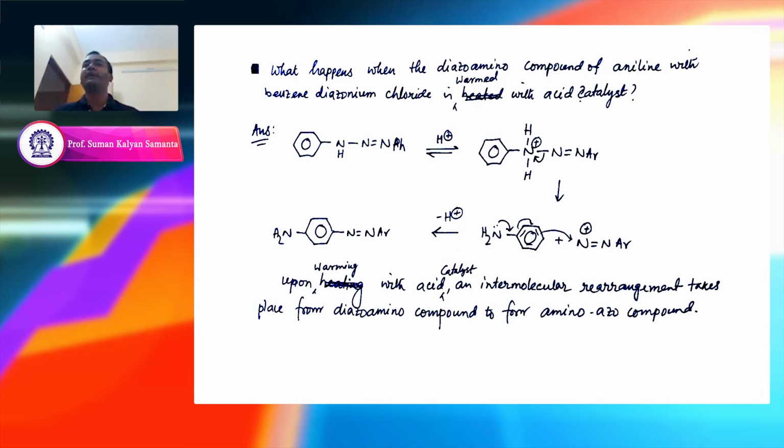So it will be protonated and it will first dissociate. So how did you make this initial compound? You took aniline and you took benzene diazonium chloride. So they will actually initially first dissociate to aniline and benzene diazonium salt. And then instead of reacting from this nitrogen center, it will now react from the para position carbon center to form this amino azo compound. So initially it was a diazoamino compound, and when you warm it with acid catalyst, it will convert into the amino azo compound.